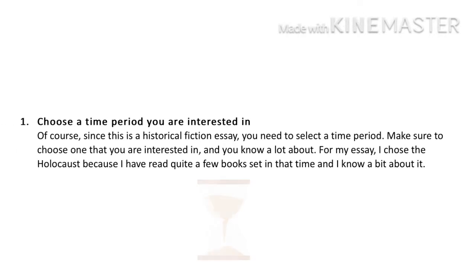Alright, so let's move on and I will take you through the process of writing a historical fiction essay. Number 1. Choose a time period you are interested in. Of course, since this is a historical fiction essay, you need to select a time period. Make sure to choose one that you are interested in and you know a lot about. For my essay, I chose the Holocaust because I have read quite a few books set in that time and I know a bit about it.